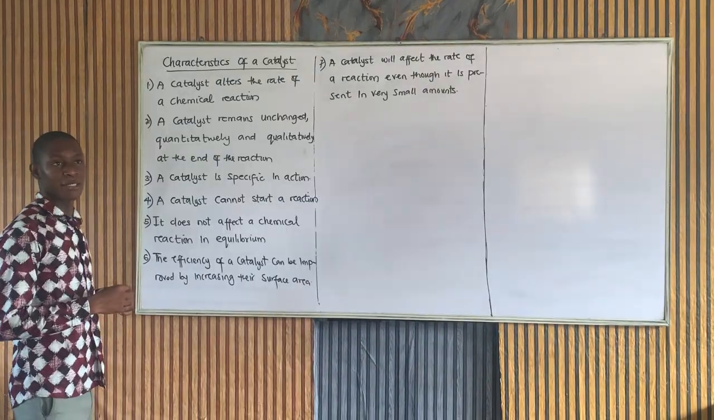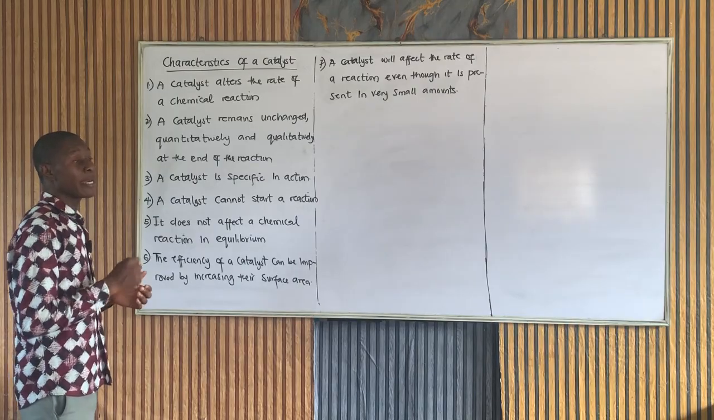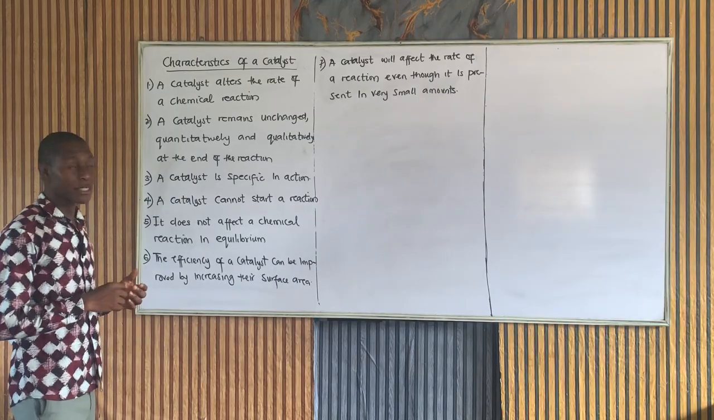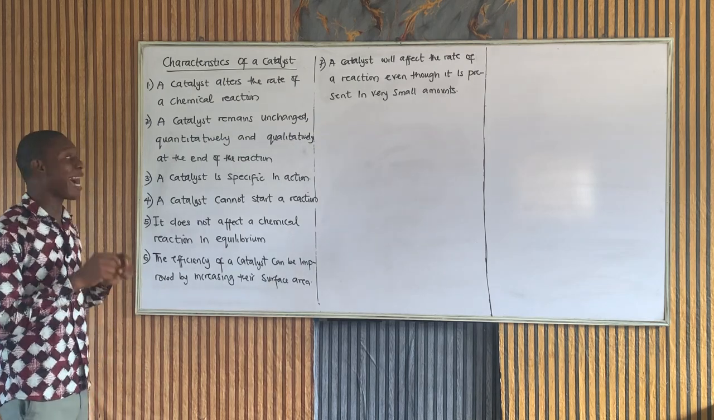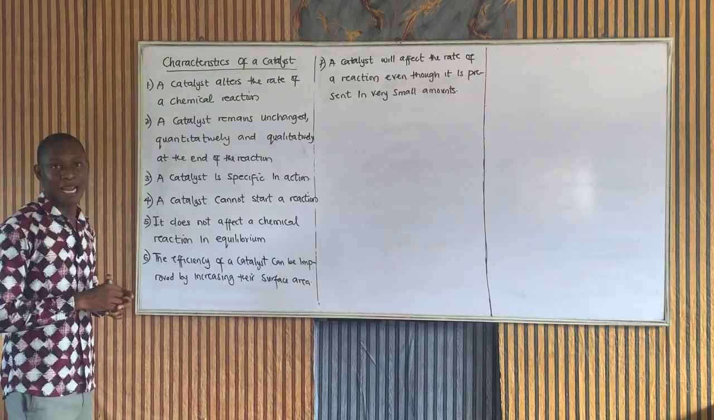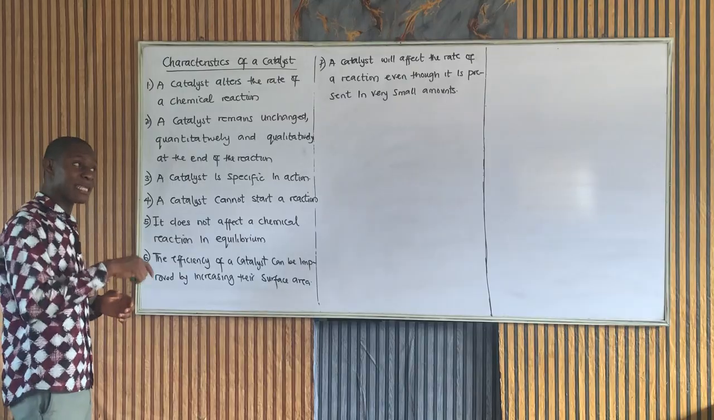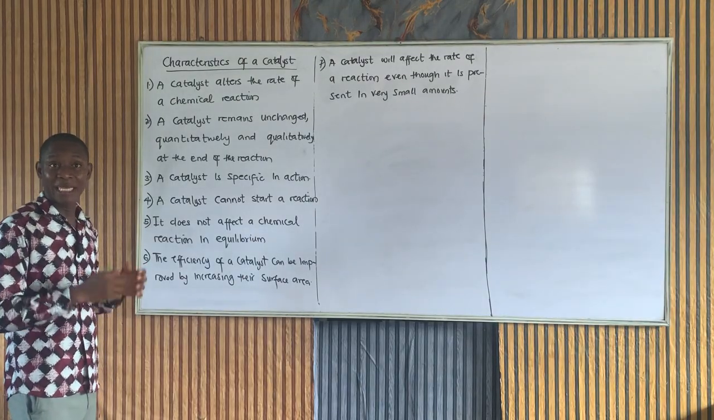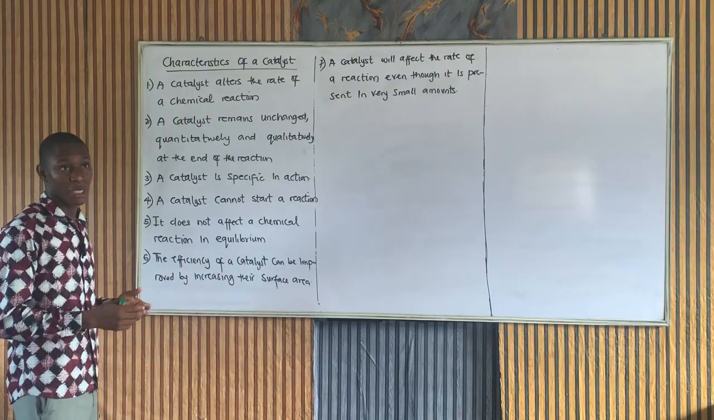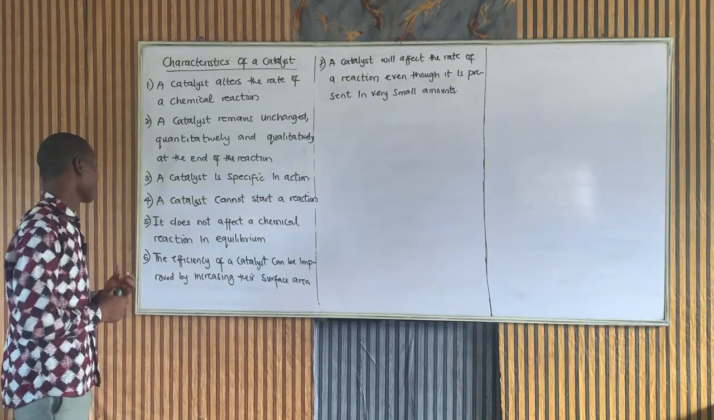So, characteristics of a catalyst. 1, a catalyst alters the rate of a chemical reaction. 2, a catalyst remains unchanged quantitatively and qualitatively at the end of a reaction. Meaning that if you use a catalyst in a reaction, the mass of the catalyst will not change, and the chemical constituent also will not change, even after the reaction has taken place.